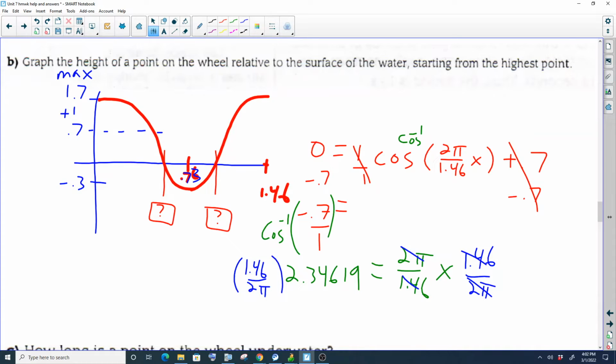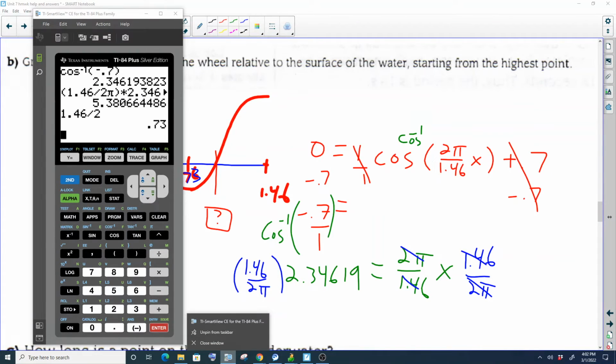Okay, so now we're trying to solve for x. What did I do wrong? Minus the 0.7 to the other side, then divide by a radius of 1. Then we inverse cosine both sides. Maybe it was the inverse cosine of negative. Let's see here. We're going to do our 1.46 times our inverse cosine of negative 0.7. I feel like I just messed up somewhere. We minus that to the other side, so it's equal to 0.